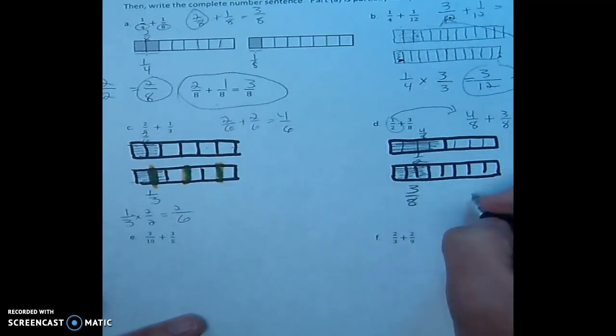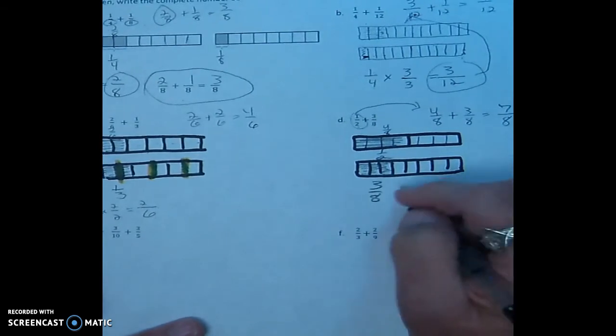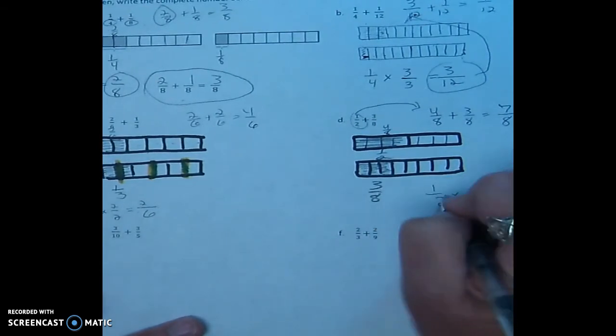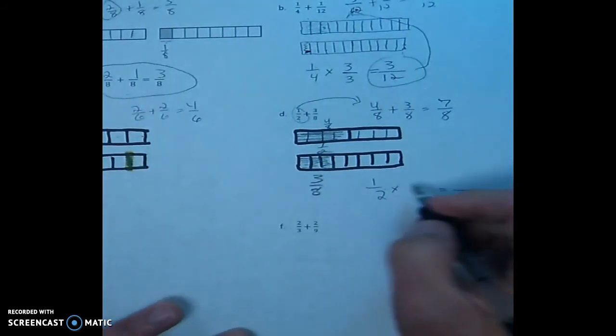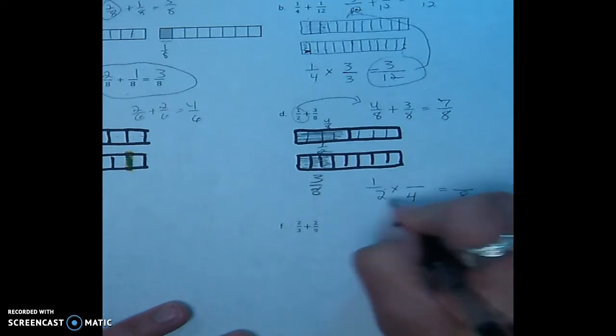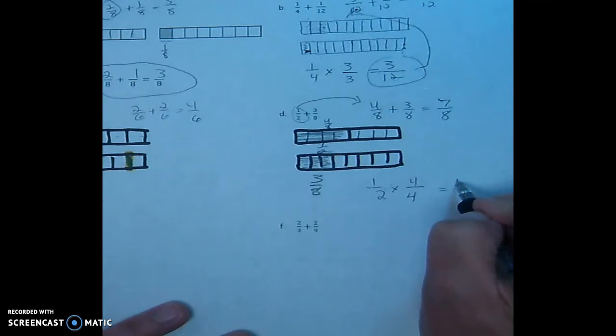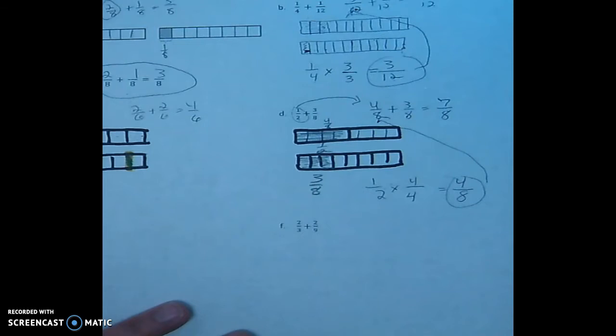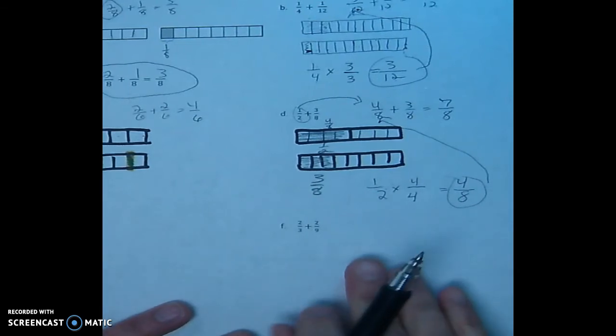If I do it numerically, well, I've got 2 and 8, so I need to get that 2 to 8. So I have 1/2. How am I going to make 1/2 into 8s? So I'm going to take 1/2 times something over something to make it 8s. Well, I know 2 times 4 is 8, so 1 times 4 is 4. So my 4/8 now replaces my 1/2, just like it did there.